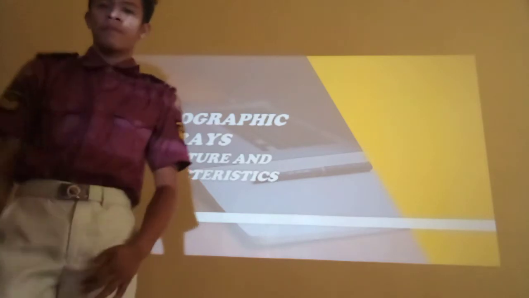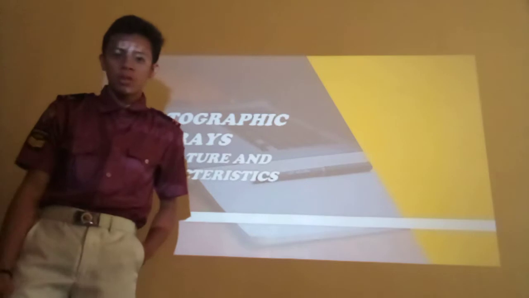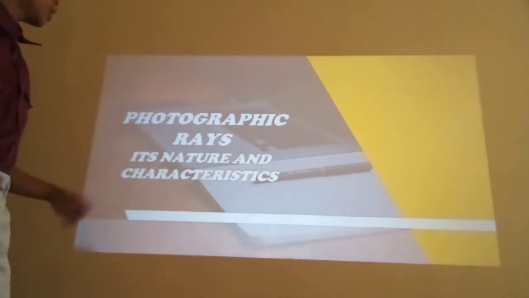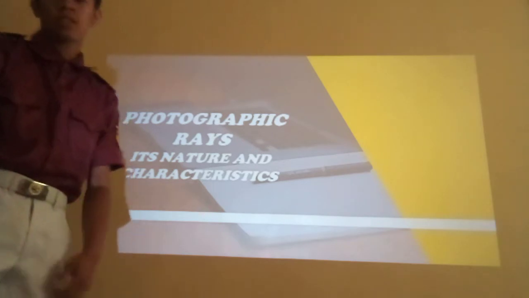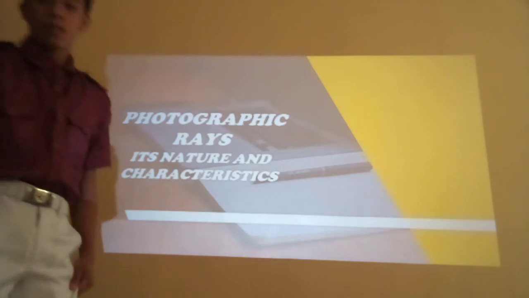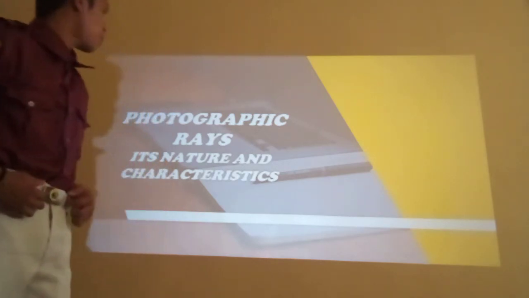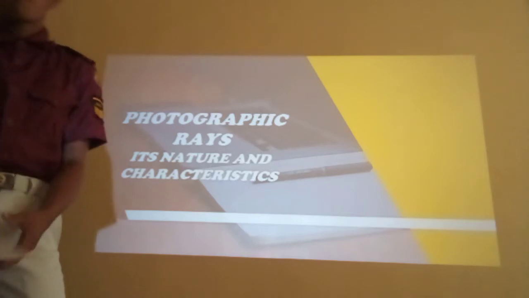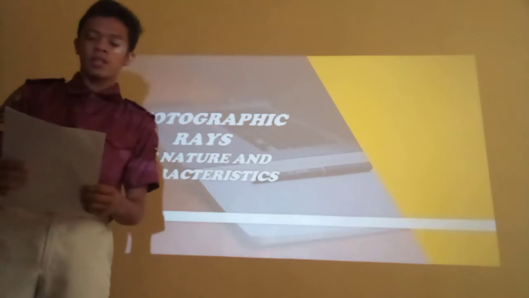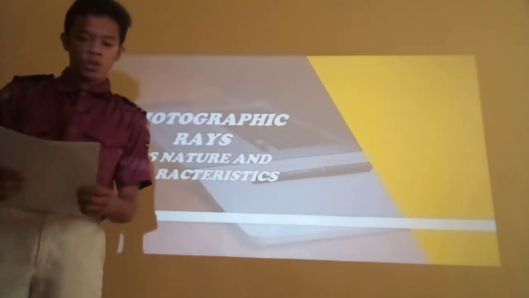Today I will discuss the topic that I chose, Chapter 2, the photographic rays, its nature and characteristics, in a book of forensic photography. Before we start, what is photographic rays? Photographic rays is a reflected light ray from the object that exposes the film to produce an image.